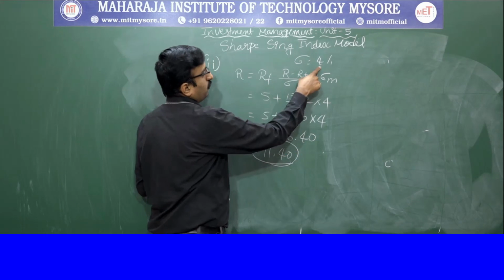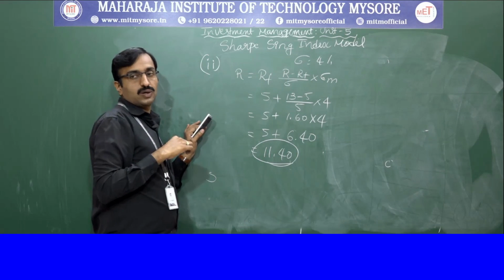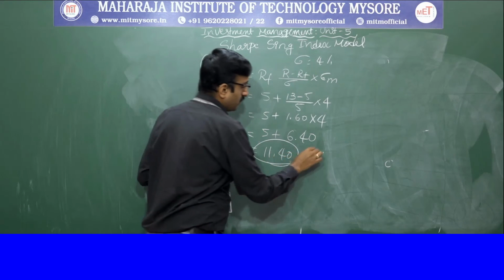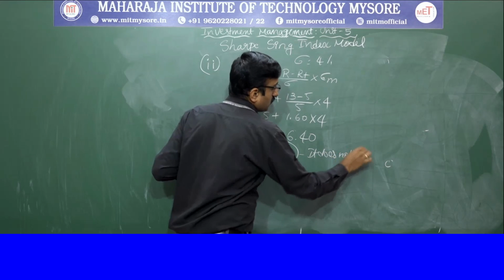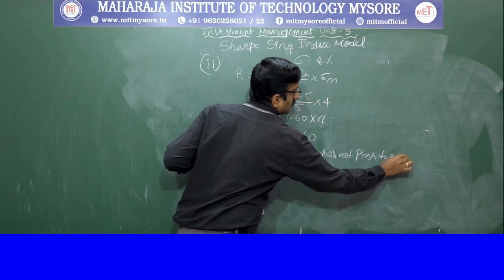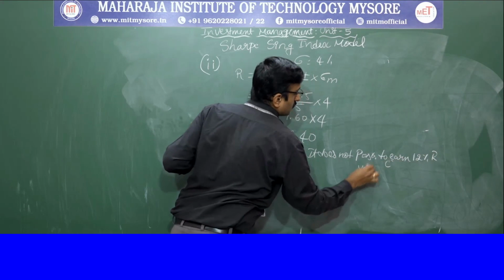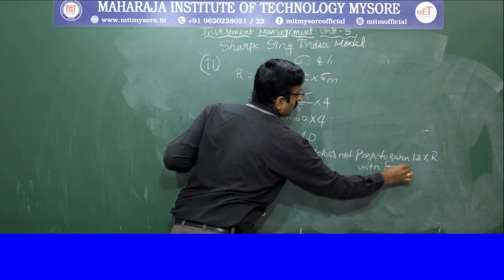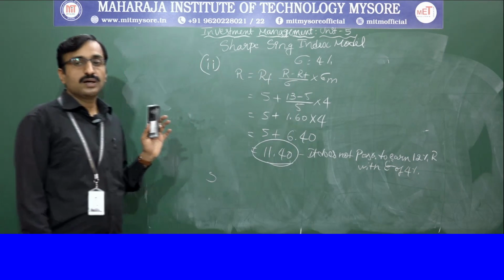So if the standard deviation is 4%, you won't get a 12% return. So it is not possible to earn a 12% return with a standard deviation of 4%. This is how we have to comment.